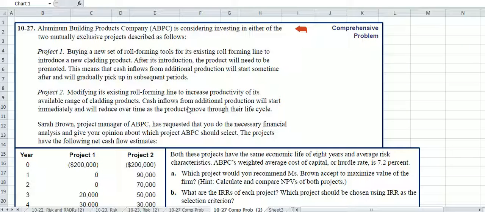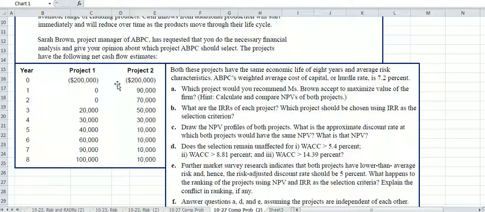We're looking at the comprehensive problem, 10-27, and I'll let you read the details of the scenario, but what we need to know are the cash flows for each one of these, which we have right here. And then we need to just step through and answer these questions. So Sarah has asked you to analyze these two projects and recommend which one to do.